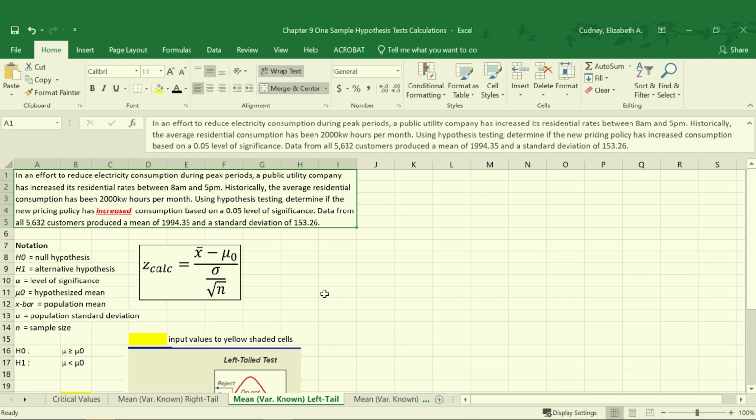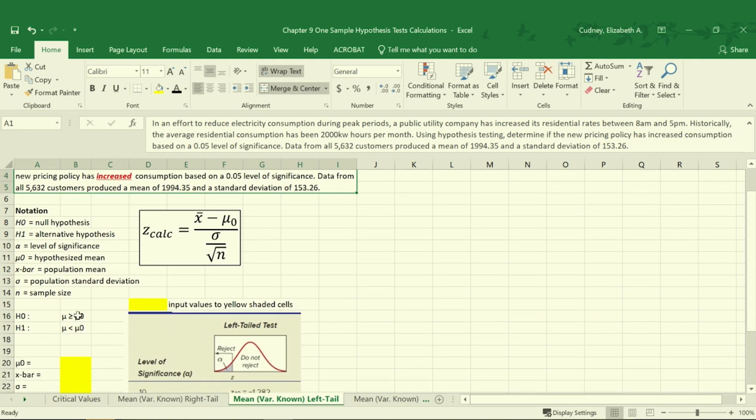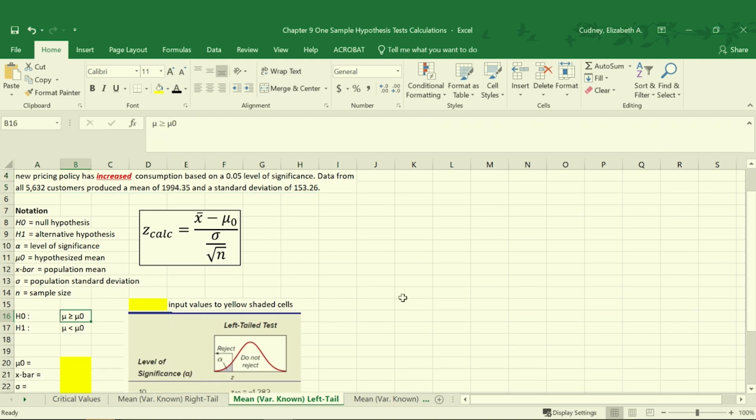1,994.35 and a standard deviation of 153.26. Since we're testing the mean, assuming our variance is known and performing a left-tailed test, our null hypothesis is going to be that the mean is greater than or equal to mu naught. Our alternative hypothesis then will be that the mean is less than mu naught.